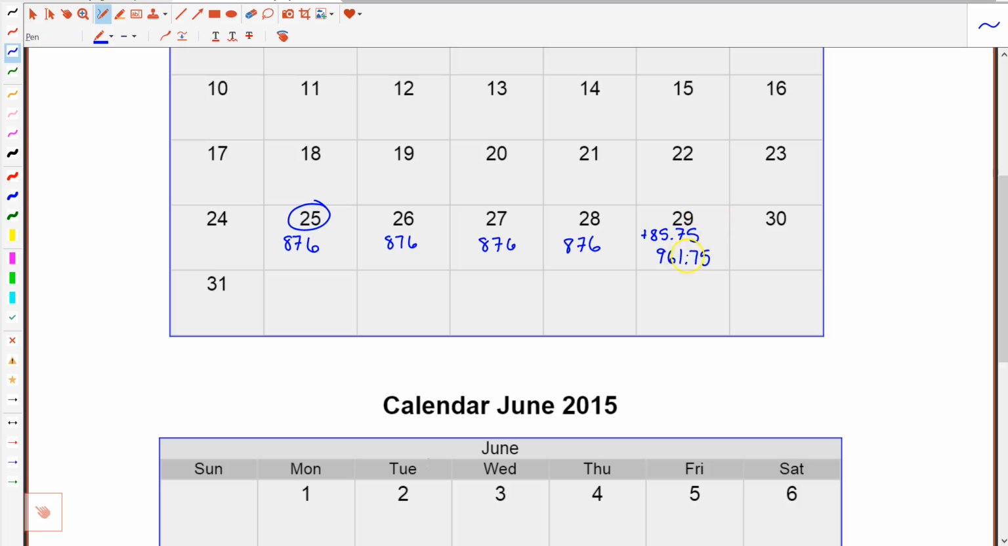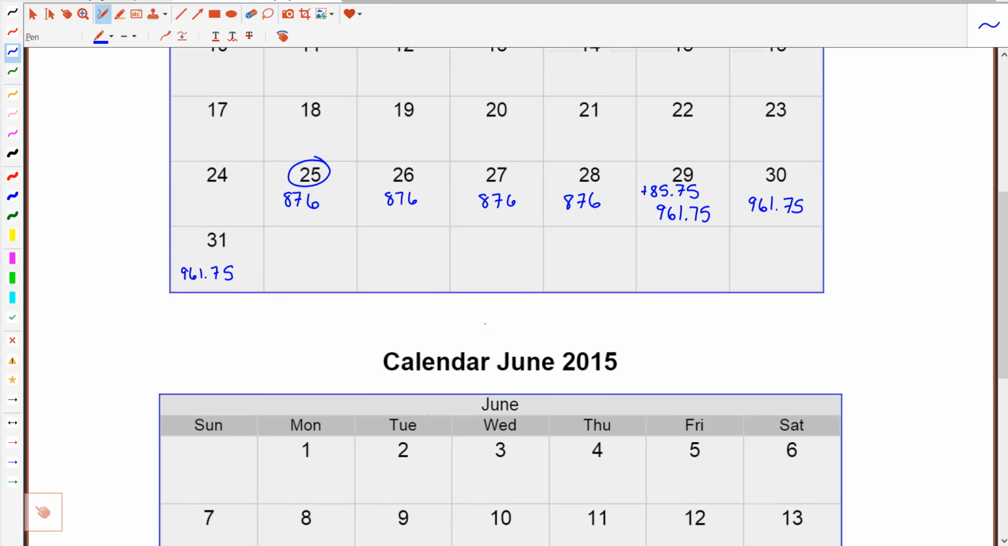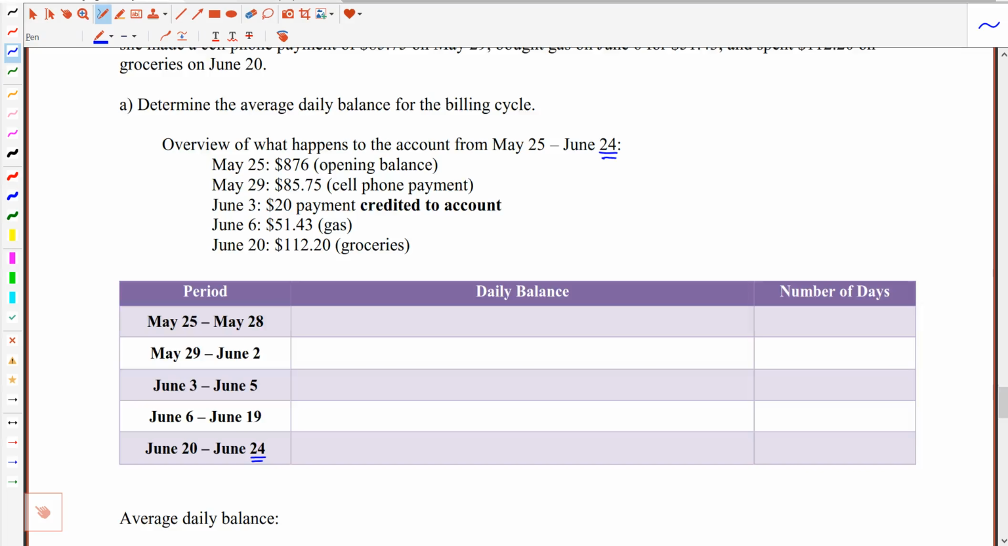Now the card will sit at this amount, owing $961.75, until the next thing happens. And the next thing that happens on the card will be when the payment goes through. All right, so the payment's going to go through on, what day was it? On the 3rd.